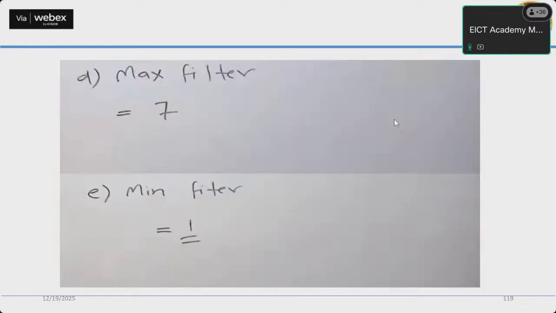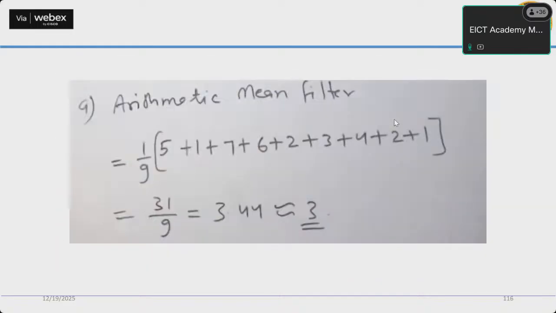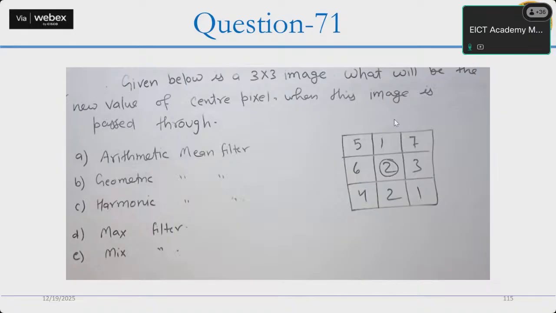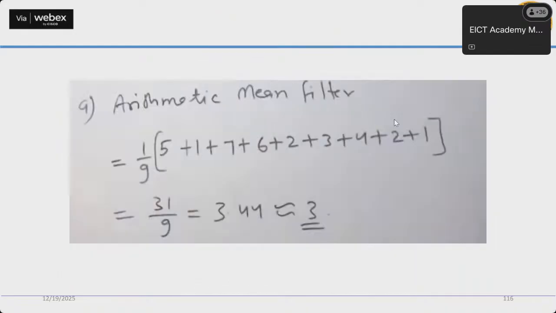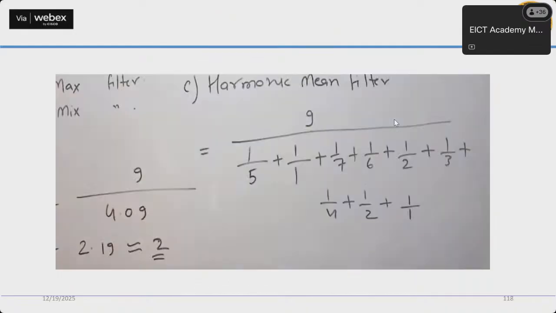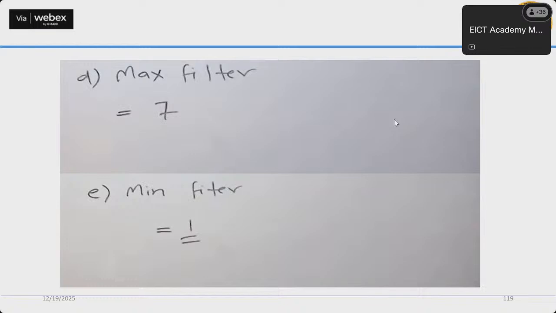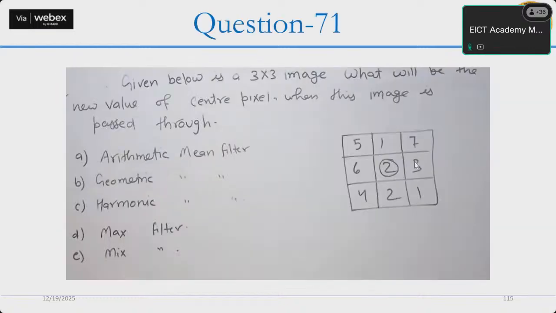What about the max filter and min filter? Are you able to understand? For the max filter you are taking the maximum value here, and for the minimum filter, the minimum value. Absolutely, the maximum value in the neighborhood. Perfect.